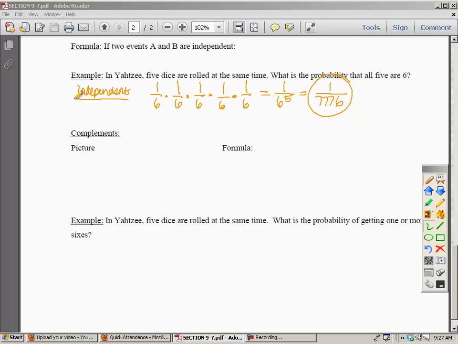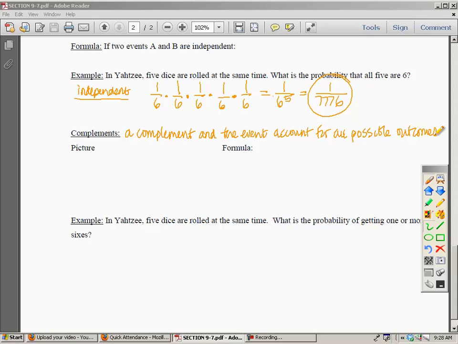Now we want to talk about the other idea of a complement, and the reason we want to use a complement is sometimes it's just easier to do a complement than the actual original probability. So here's what a complement is. A complement and the event account for all possible outcomes. And we did complements in Algebra 2 as well. The idea was together a complement and an event make up 100% of the time.